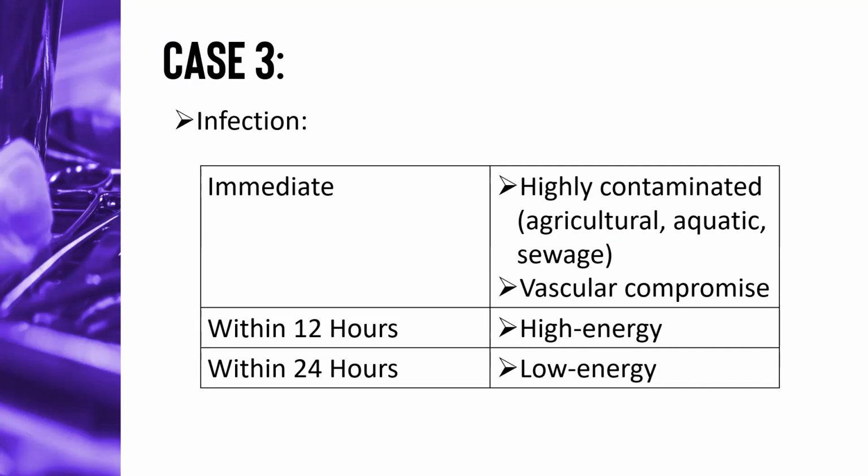Additionally, if there's any vascular compromise, whether that's compartment syndrome or the presence of an arterial injury. If it's a high energy injury, you want to think about 12 hours. And if it's a low energy injury, they need to go to theatre within 24 hours to help reduce that risk of infection. In theatre, we'll be giving a good wash and debriding any tissue that may be dead, as this may be a nidus for infection.